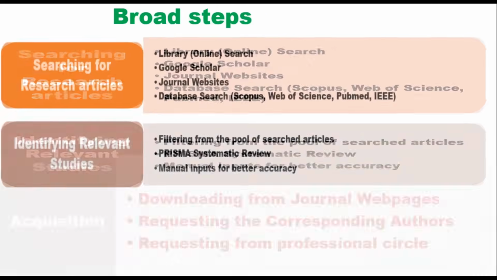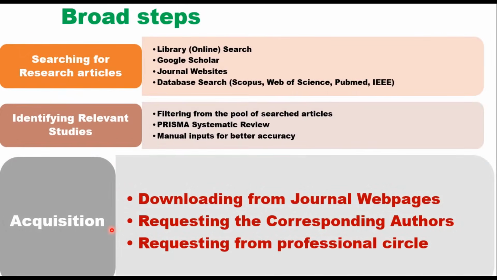And in the third step, we acquire the finally selected papers. And this acquisition can be either through downloading from the journal web page, which depends upon the access provided to your institute, requesting the corresponding authors to give you the PDF file, or requesting from professional circles. So these are 3 broad steps of carrying out literature survey.